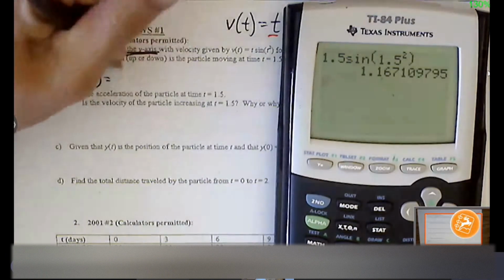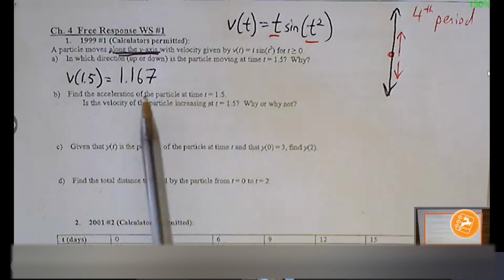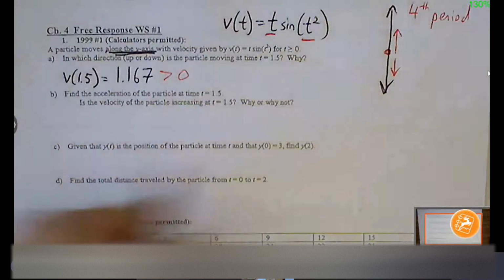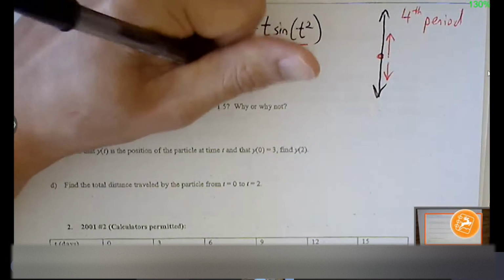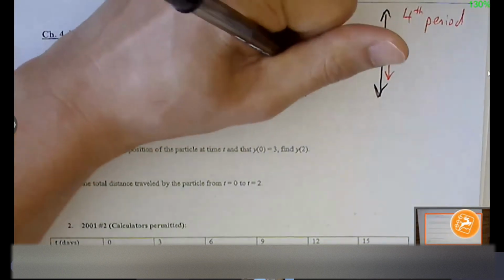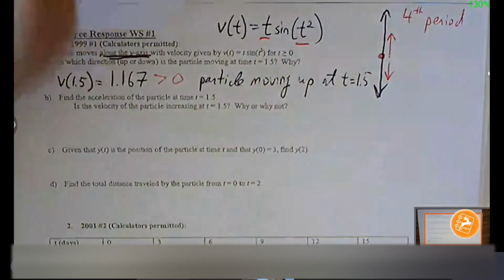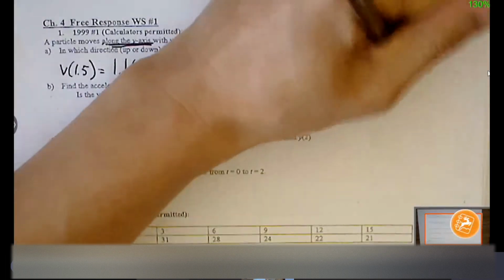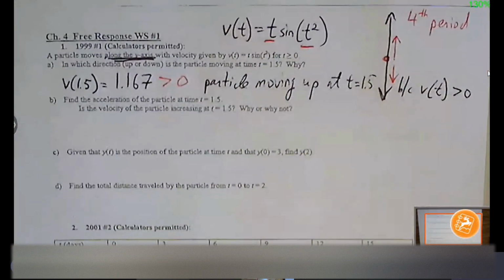Okay, so v of 1.5 is 1.167. So which direction is it moving then? Up, positive, greater than 0. That's our justification, right? The particle is moving up at t equals 1.5, because velocity is greater than 0. Okay, any questions with part A?